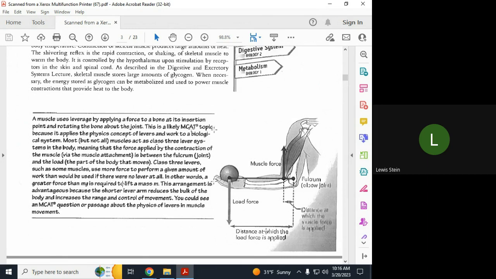Given amounts of work, in other words, a greater force. Makes sense. I love that.